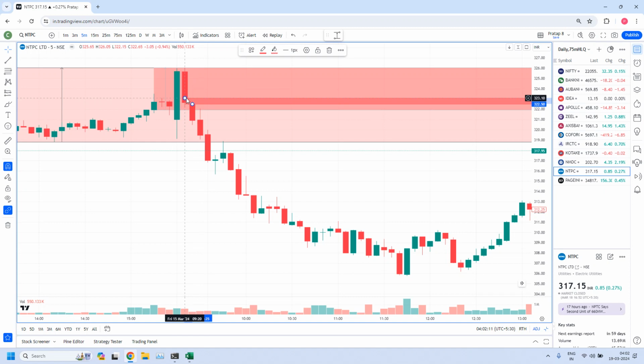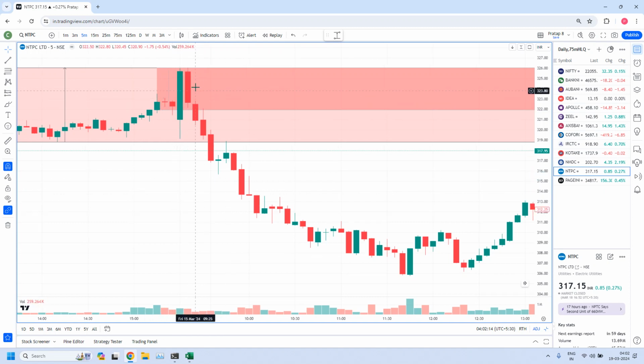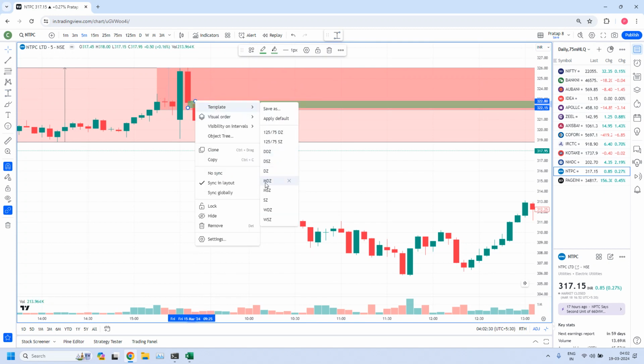For the time being, let me delete this. Now you get clarity. So we have a leg candle. It is having a wick. We have another leg candle. We have a wick. This is a lower wick and this is a higher wick. Between the wicks, you can draw a zone.